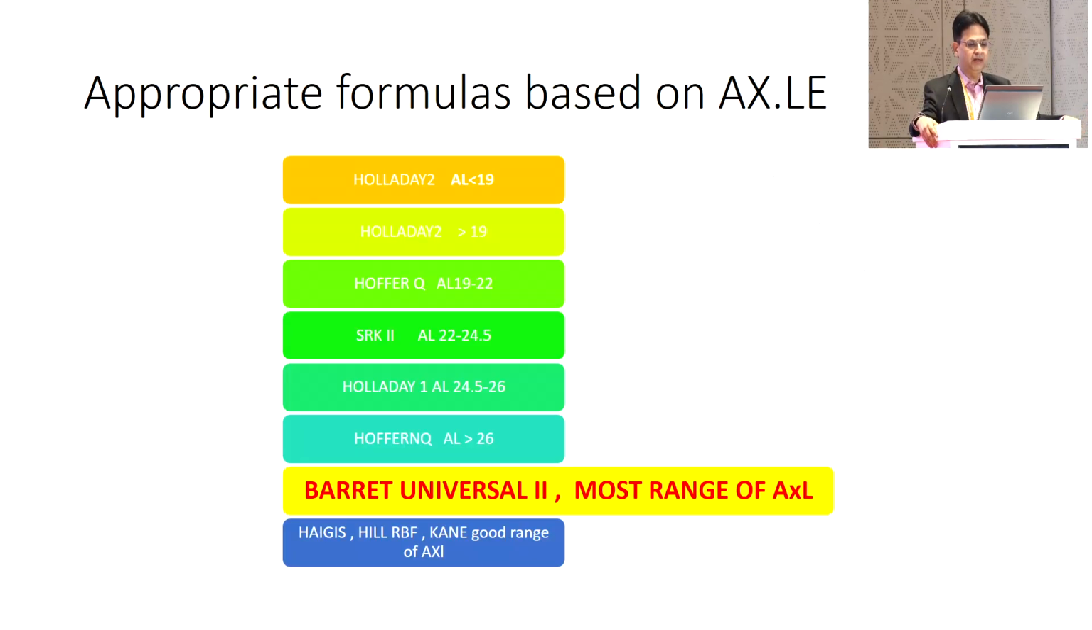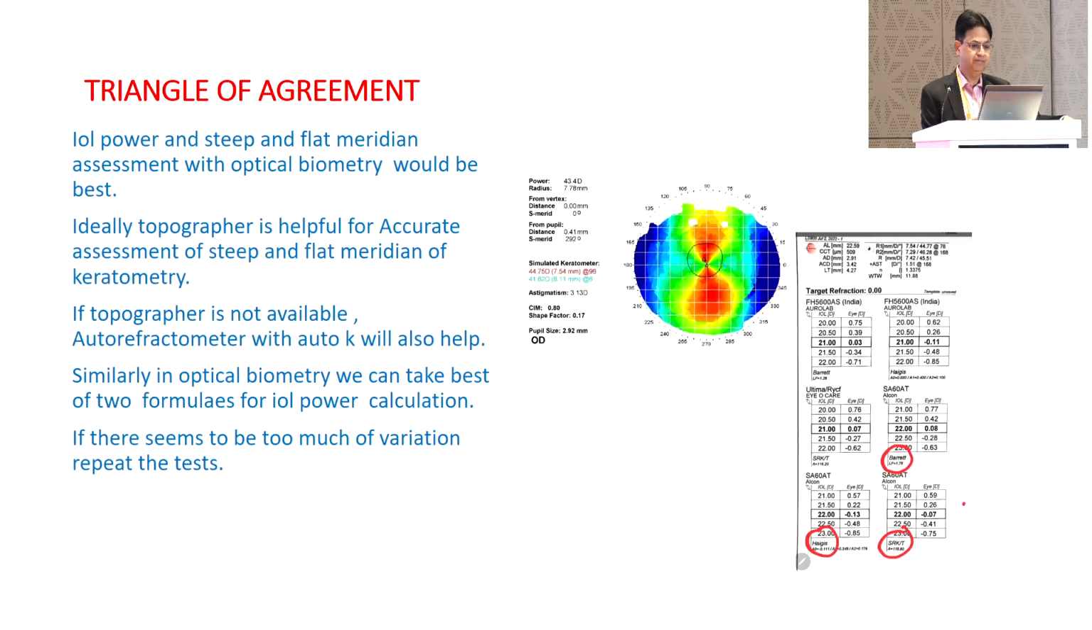Then appropriate formulas based on the axial length are very important, but nowadays Barrett Universal 2 is acceptable for most of the range of axial lengths. This is another important thing I usually use in my practice, that is triangle of agreement. I usually take 2 or 3 formulas and I use the best out of 2. And if the patient has got severe astigmatism, I go for the topography also, and at least we know what is the steep axis and the flat axis.